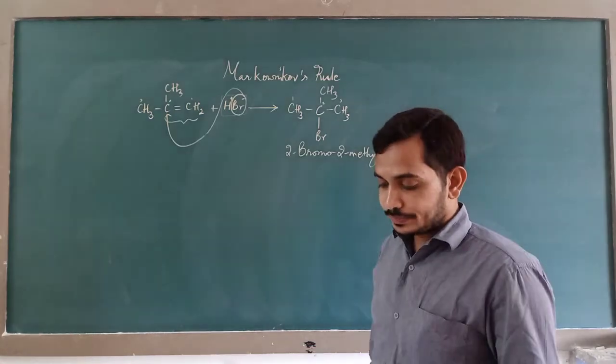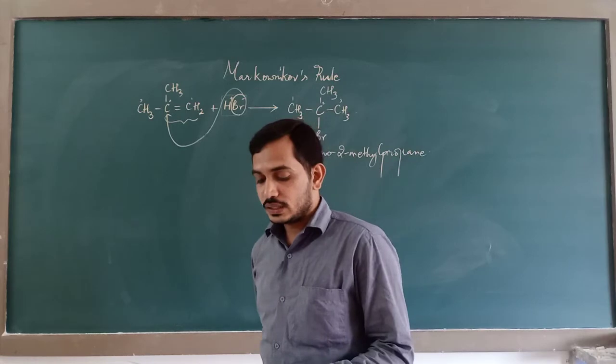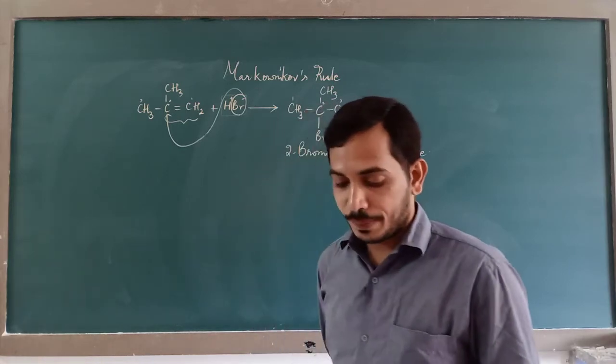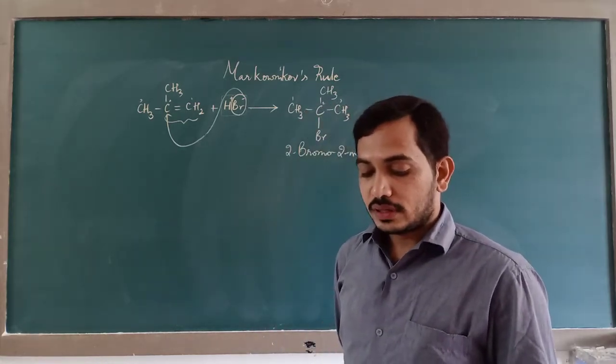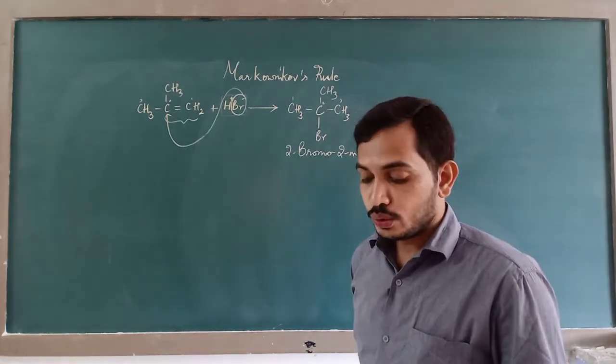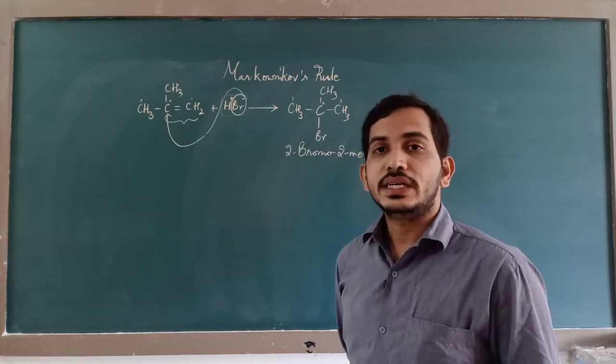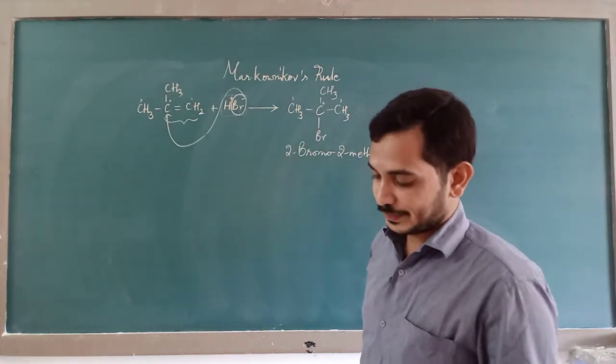Among the 4 options, the first option is 1-bromobutane. The second option is 1-bromo 2-methyl propane. Then you have the third option 2-bromobutane, and the fourth option is 2-bromo 2-methyl propane. So among the 4, option D is the correct answer.